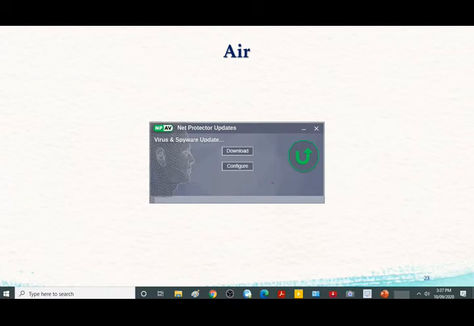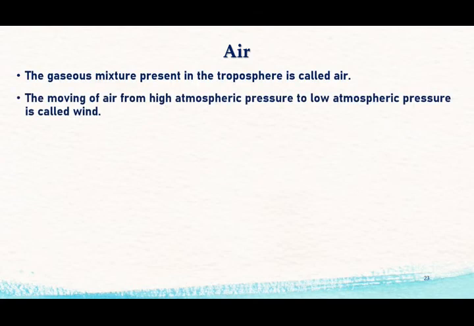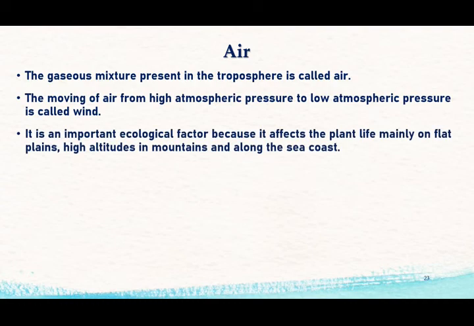Now we shall see air as an ecological factor. The gaseous mixture present in the troposphere is called air. Air moving from high pressure to low atmospheric pressure is called wind. It is an important ecological factor of the environment, and it affects plant life, mainly on flat plains, high altitudes in mountains, and along the sea coast.